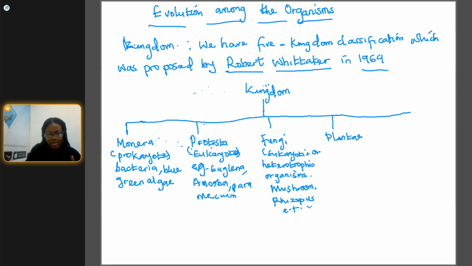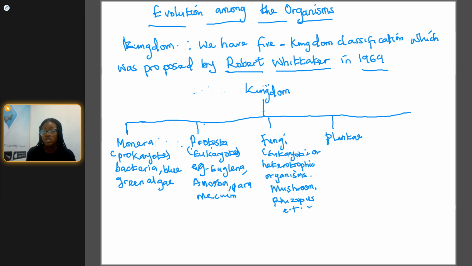Kingdom Plantae, not plantain. Kingdom Plantae. You see, the kingdom Plantae is more complex than kingdom Fungi, because you cannot see a unicellular organism under this. They are multicellular, eukaryotic, autotrophic organisms, just like I explained earlier about autotrophic and heterotrophic. Autotrophic, they can manufacture their own food by themselves, so they carry out photosynthesis.